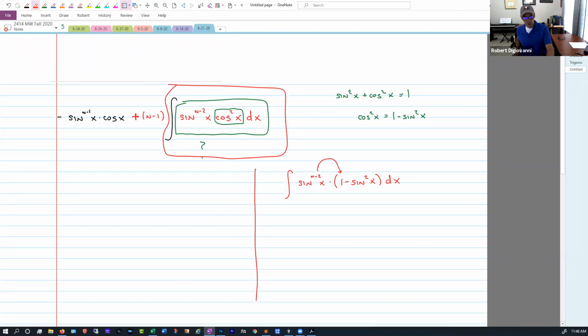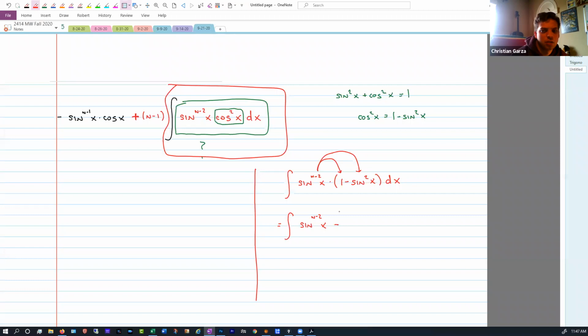Now distribute this through the parentheses. And when you do that, you get, let's see, sine to the n minus 2 of x minus what? Would it just be sine x? Close, not just sine x. You have to add the exponents, right? So you have to add n minus 2 plus 2. So the 2's cancel. It would just be sine to the nth power of x, all of that dx.